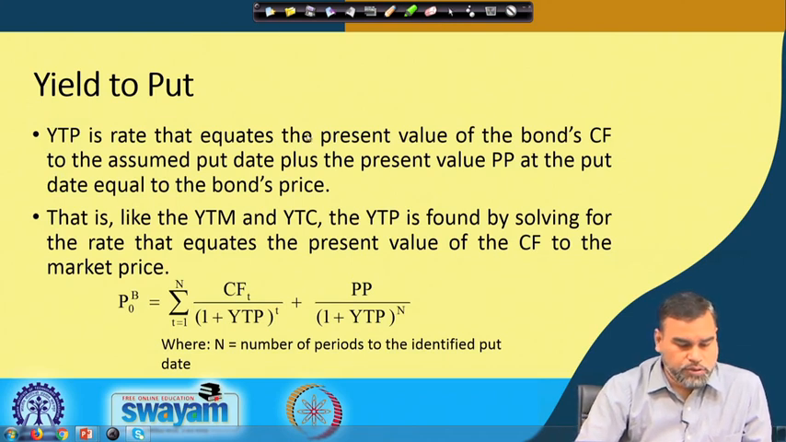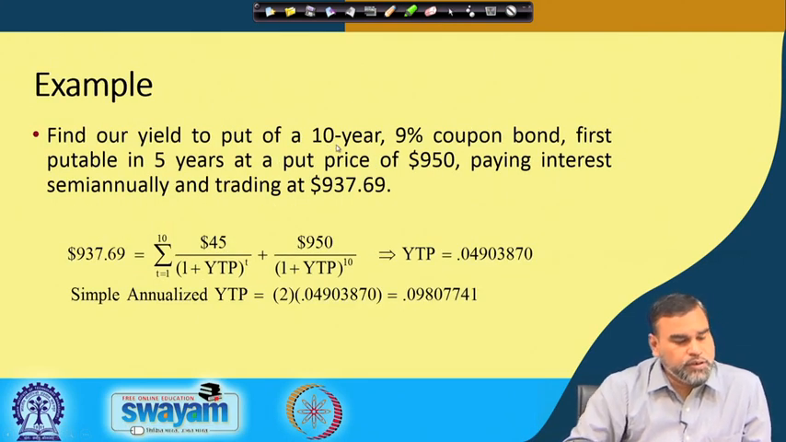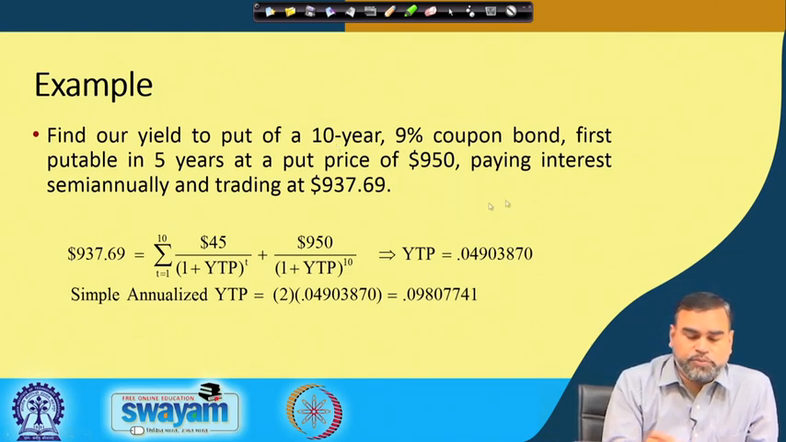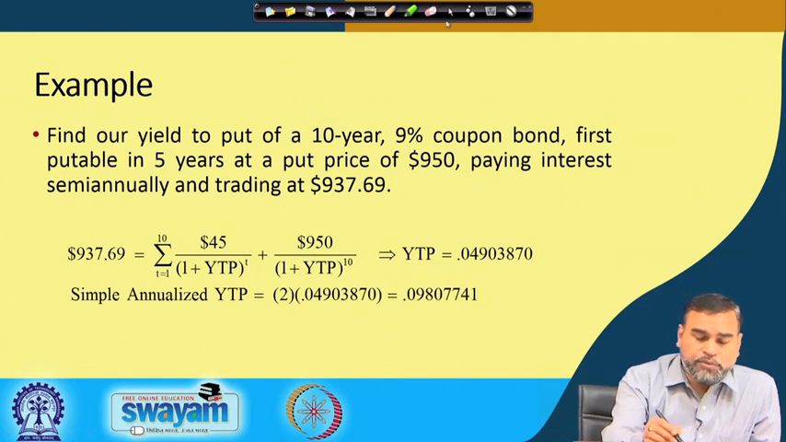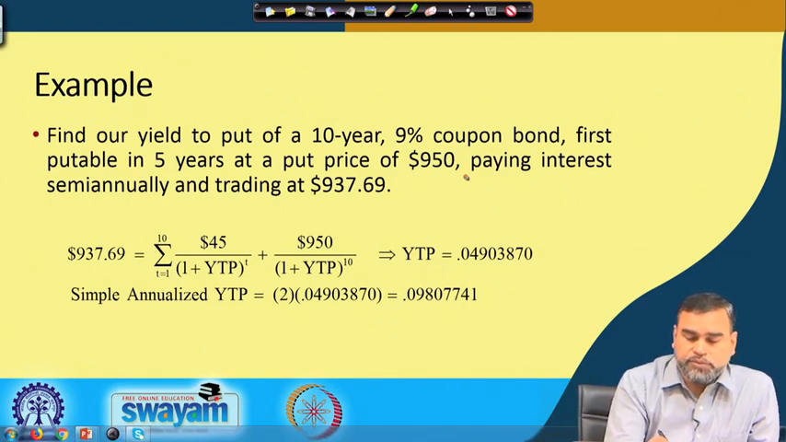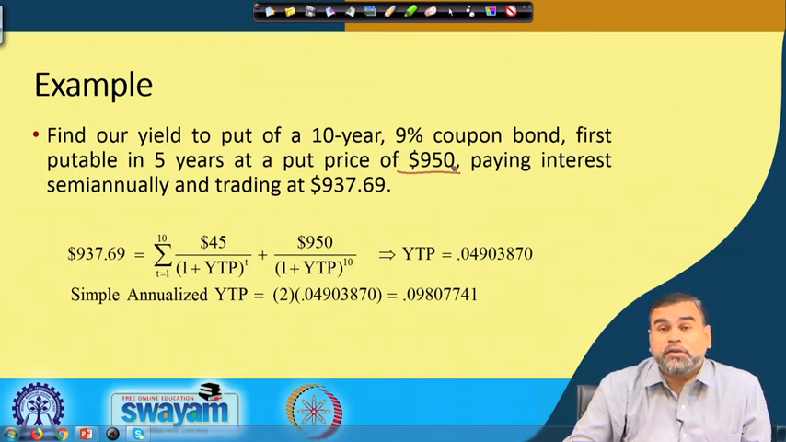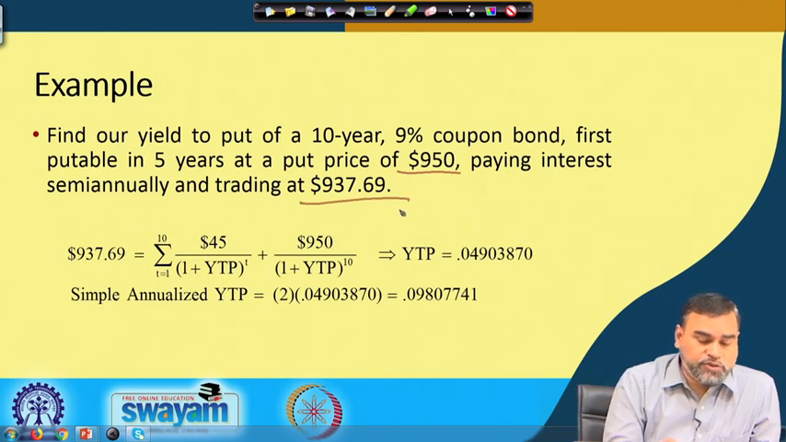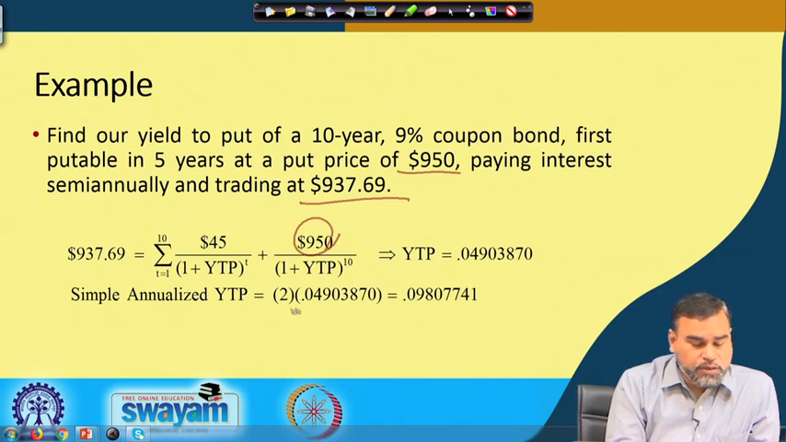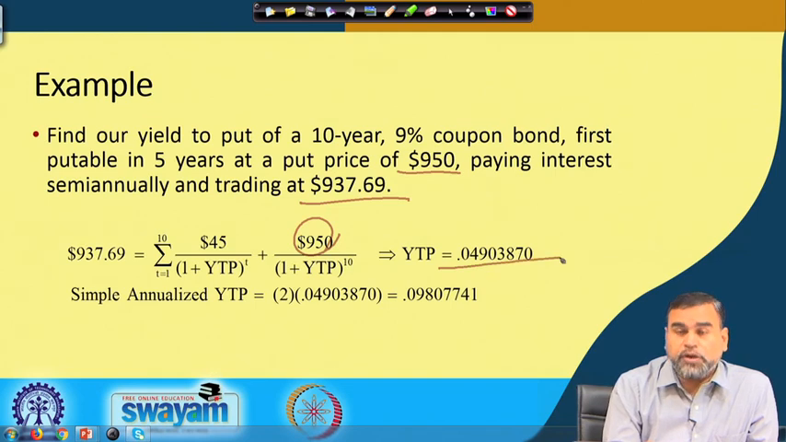If you see this, we have to find the yield to put for a 10 year bond, same 9% coupon, paying interest semi-annually, and after 5 years the put price is 950, which has been mentioned from the beginning. Then you have to equate it with the market price, the price at which the bond is trading at that point of time, that is 937.69. Here it is 950, other things remain the same, 5 years are remaining, and then you get a yield to put of 4.90.